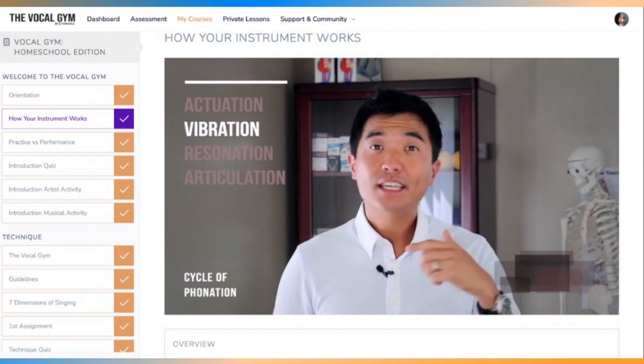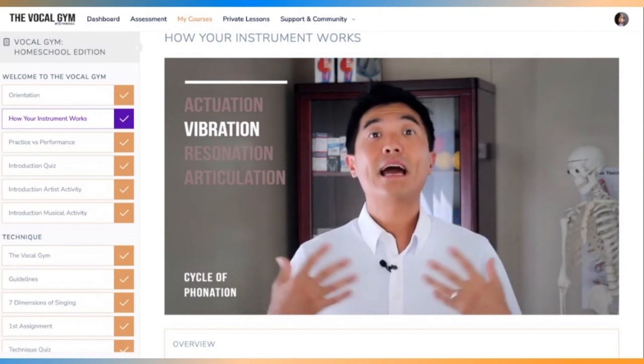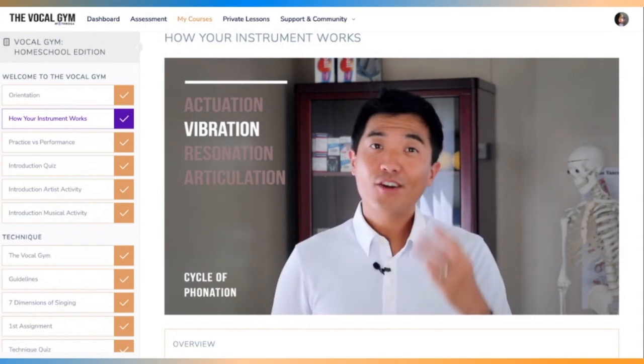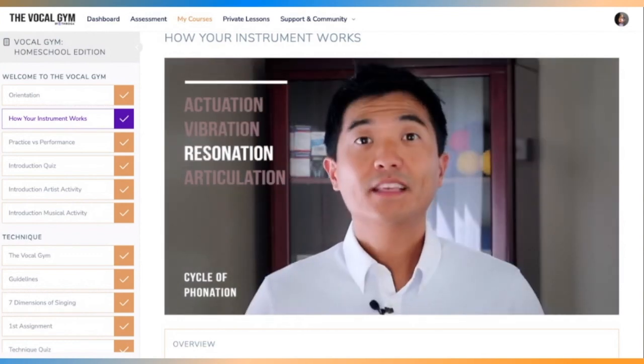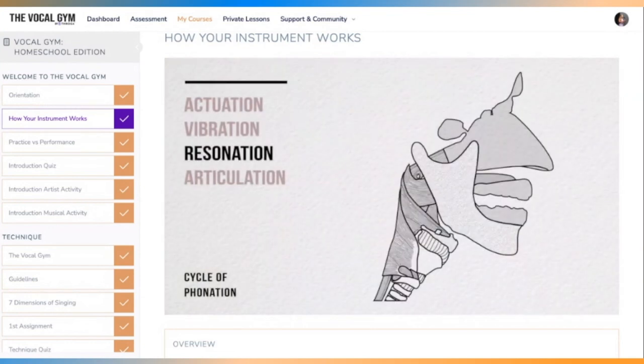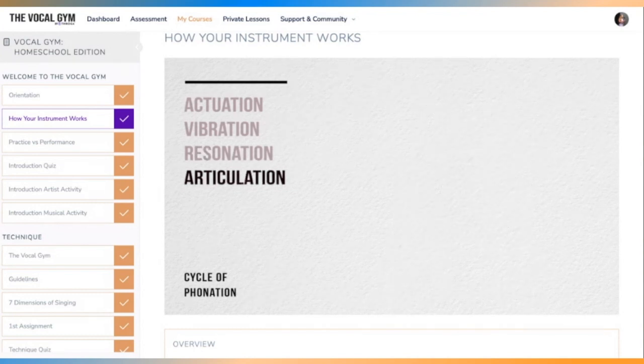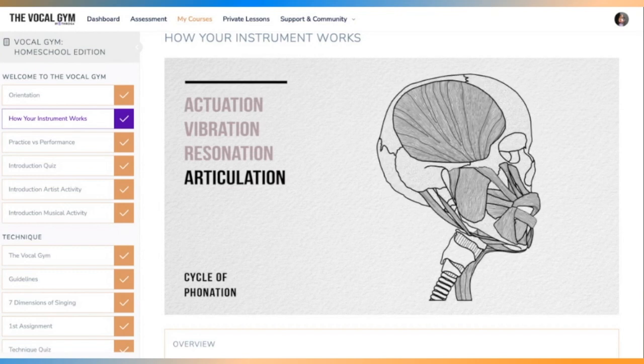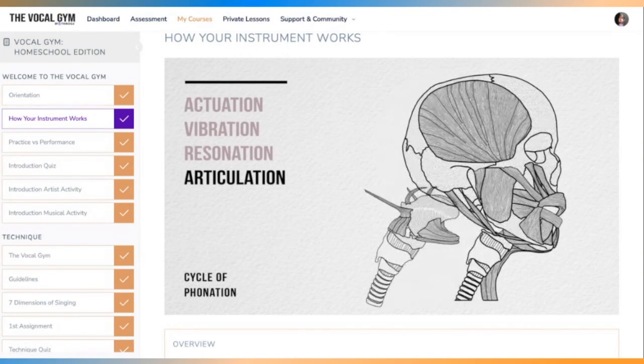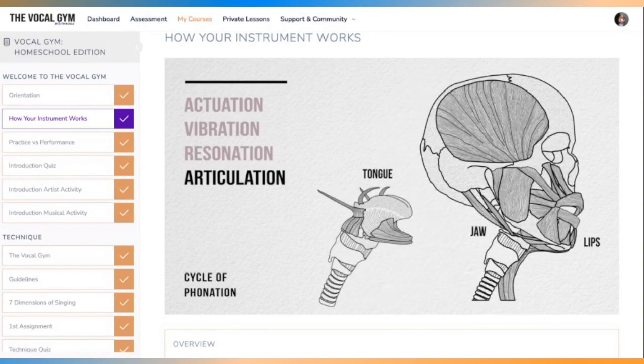When that tiny sound wave continues its journey, it needs a place to get louder so it can be heard. And that's where the third step comes in, resonation. The sound wave leaving the larynx bounces around inside our vocal tracts, which includes our throat, oral and nasal cavities. This is where it becomes louder and also adds more character to the tone of the voice. And that brings us to the final step, articulation. Articulation is where we take that unique tone and shape it into sounds like vowels and consonants that we use to communicate. We do that by changing the shape and position of our tongue, jaw, and lips.